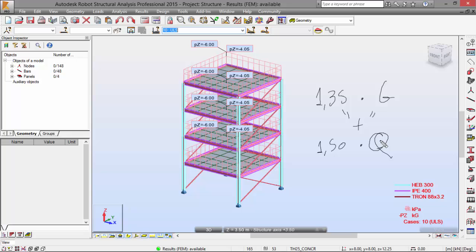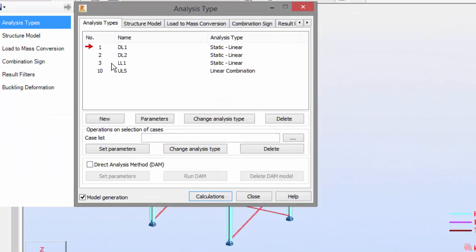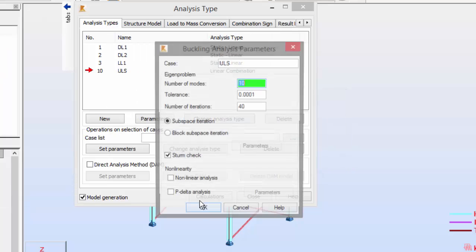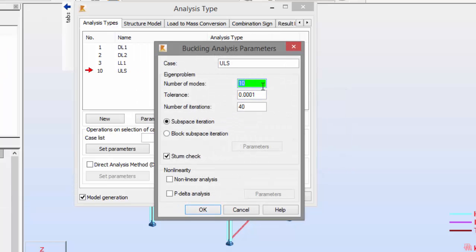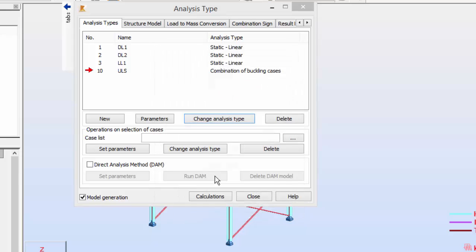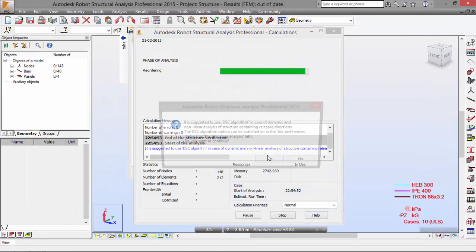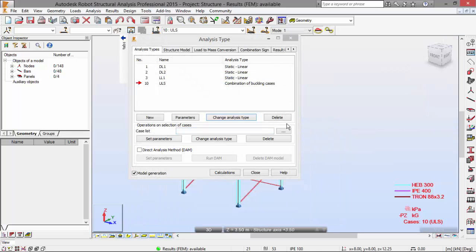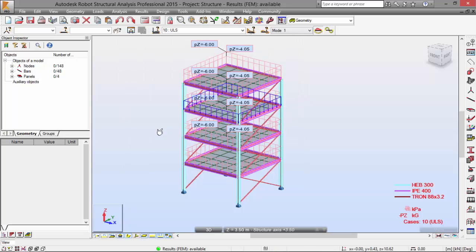Okay, so now let's ask Robot to make a buckling analysis. Choose analysis types. Buckling. Okay. Yes, I want 30 number of modes. Okay, and now run the calculations. Robot is actually running the calculations. So now we can see here. Let me turn this off.